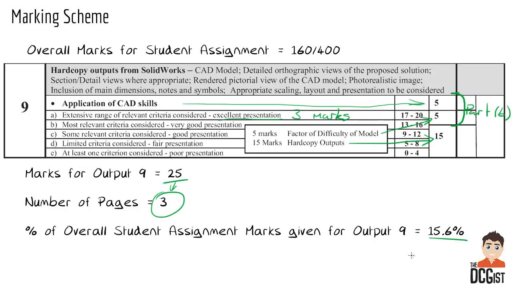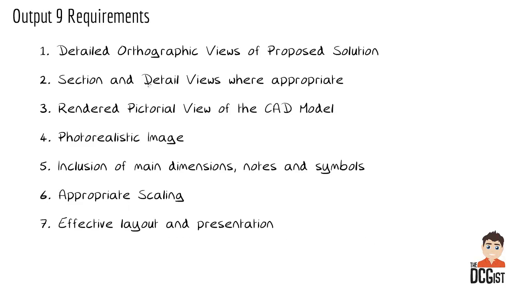So it's a big part of the project, and the important thing about output 9 is that it needs to wrap up the whole project and show the progression that you've taken throughout the whole project, from the beginning where you analyzed the original brief all the way to the end where you designed your own artifact. Now we'll have a look at the output 9 requirements that are outlined in the marking scheme.